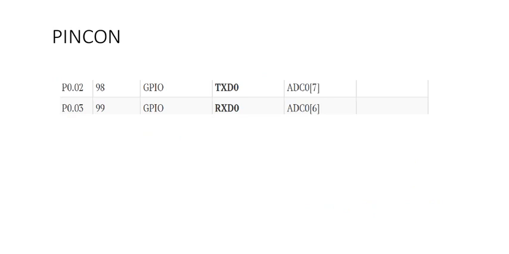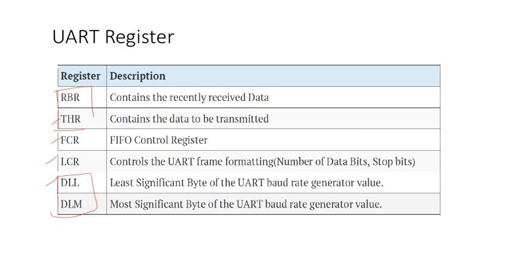Next, let us see the registers we are going to use. We are going to use FCR and LCR, where we set the format of the stop bit and so on. DLL and DLM will be used to set the baud rate. THR holds the data for transmitting, and RBR holds the received data.